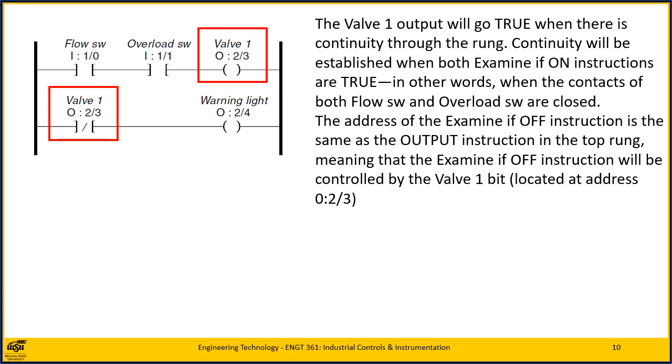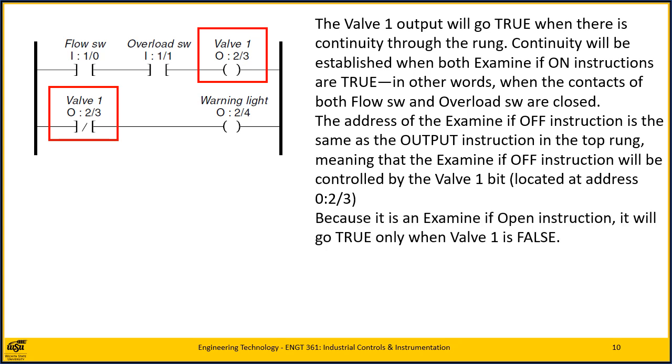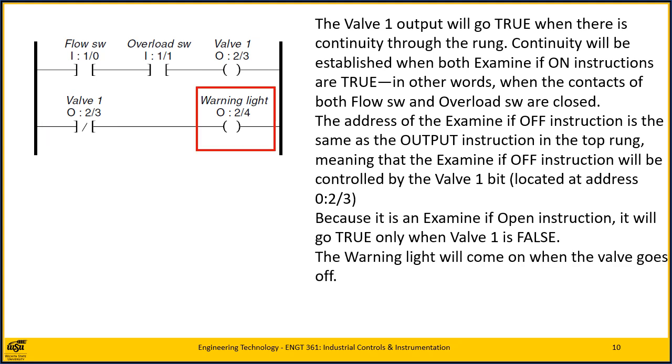Operation of the second rung illustrates two important concepts. First, notice that the address of the examine if open instruction is the same as the output instruction in the top rung, meaning that the examine if open instruction will be controlled by the valve 1 bit located at address O:2/3. Secondly, because it is an examine if open instruction, it will go true only when valve 1 is false. So the warning light will come on when the valve goes off.